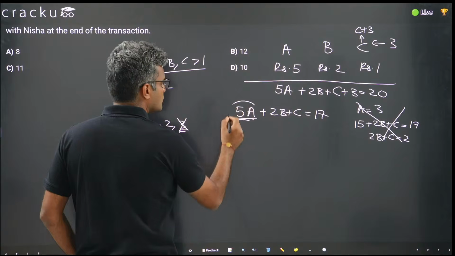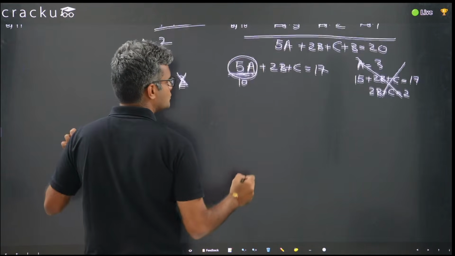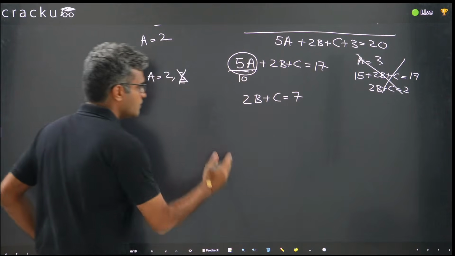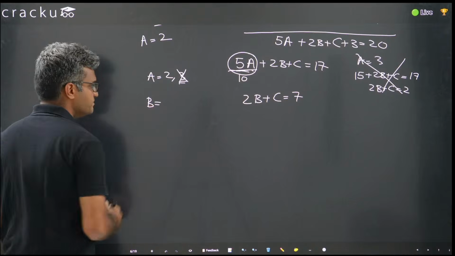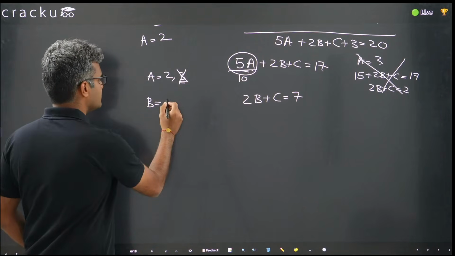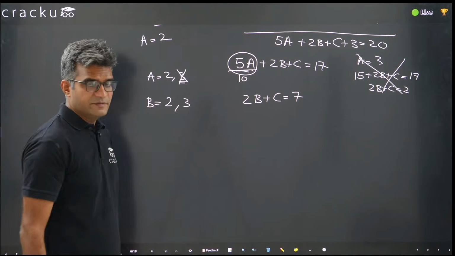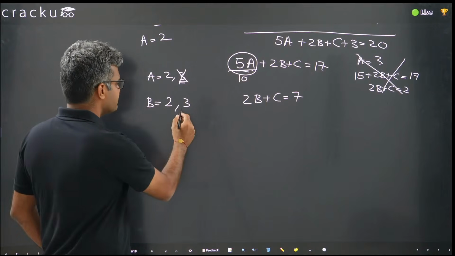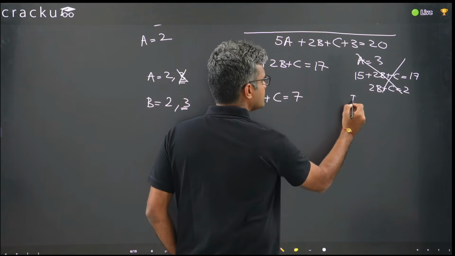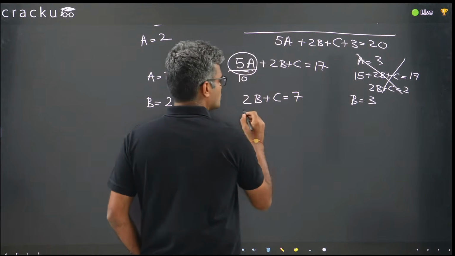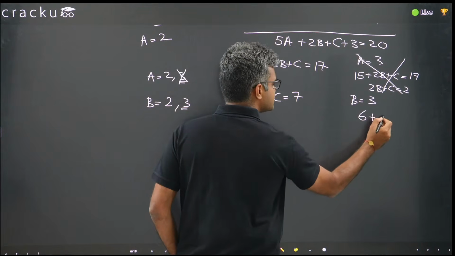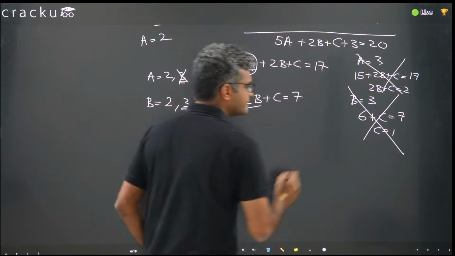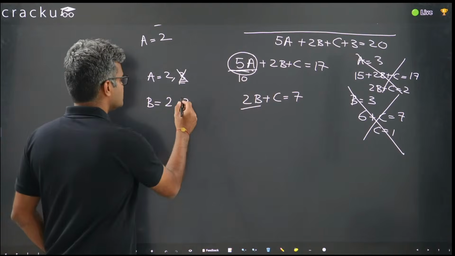If A is equal to 2, 5A will be equal to 10. So 2B plus C is equal to 7. Now what are the values B can take? B is greater than 1. So B is again equal to either 2 or 3. B cannot be equal to 4 because 2B will be equal to 8 and C will be minus 1. Again, if B is equal to 3, what will happen? If B is equal to 3, 2B will be 6. 6 plus C is equal to 7, or C will be equal to 1. But we want C to be greater than 1. So again, that is not possible. So B has to equal 2.